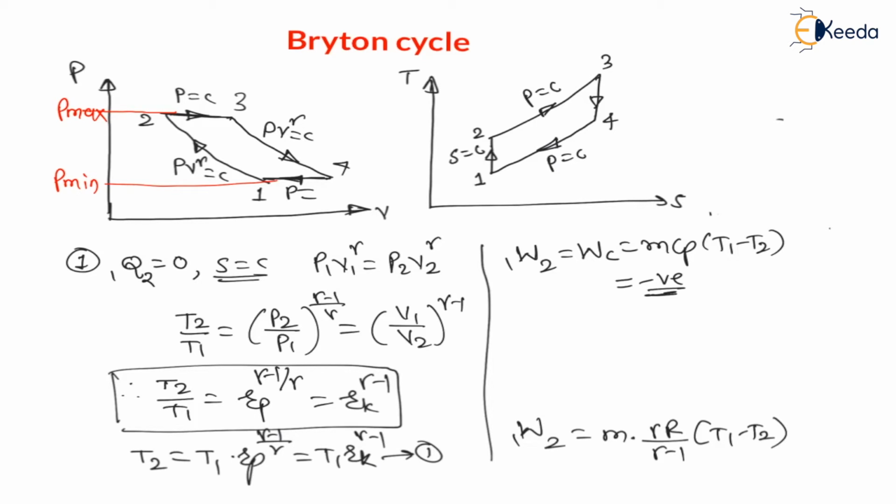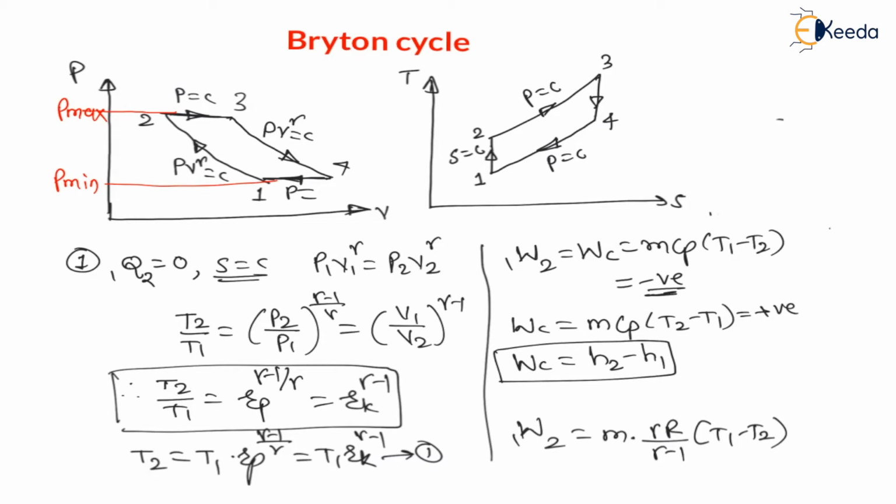So for positive answer, we can write work of compression. We already know that it is negative work. Therefore, for positive answer, we can write mCp (T2 minus T1). This is for positive answer only, right? And my dear students, mCpdT is nothing but enthalpy change. Therefore, work of compression is equal to, we can say, H2 minus H1, right? This is the compression work.